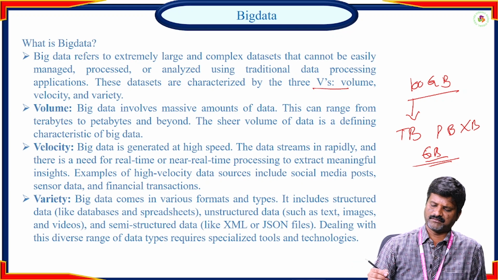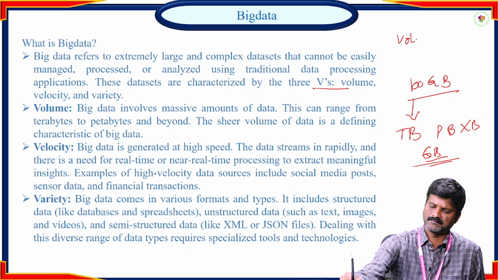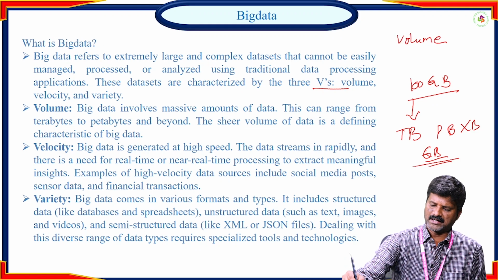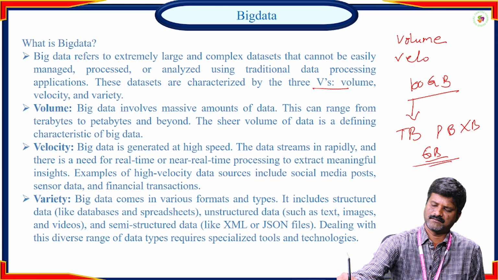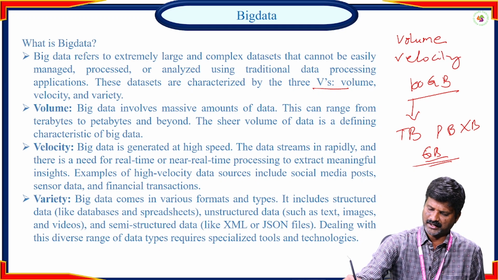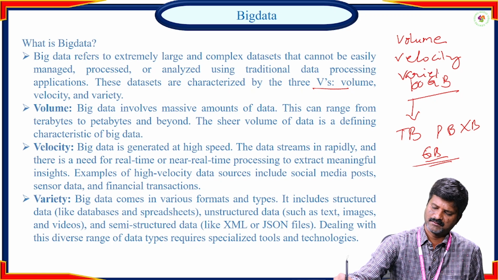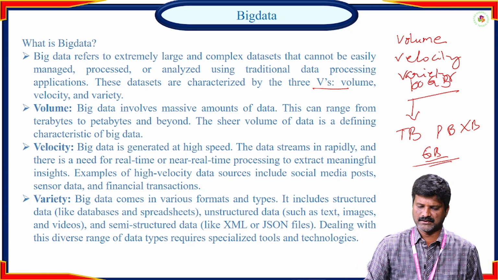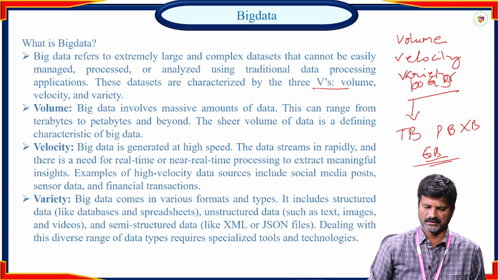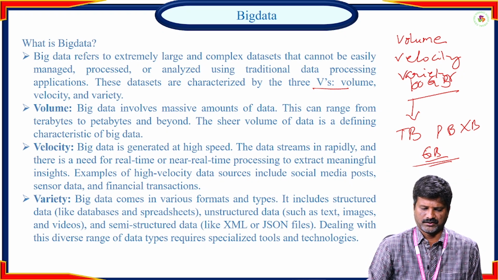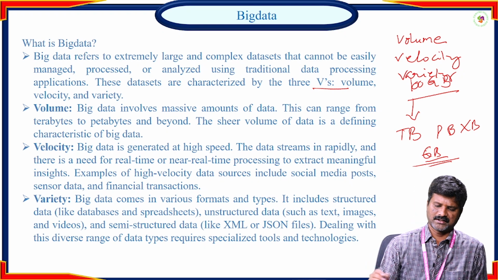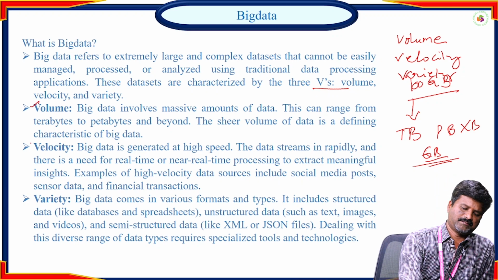The 3 V's are volume, velocity, and variety. We'll discuss one by one what these terms are. Whenever you have these 3 V's, and you can have more than that also, veracity too, we will discuss these first three terms.